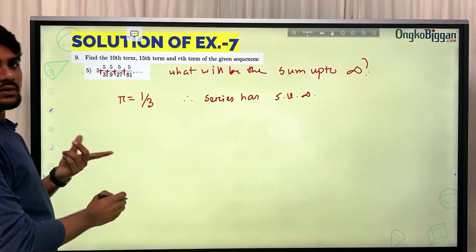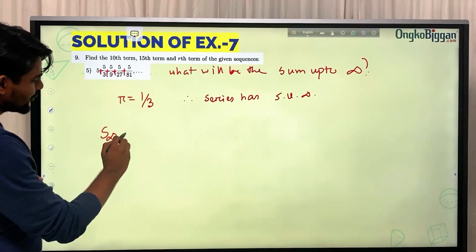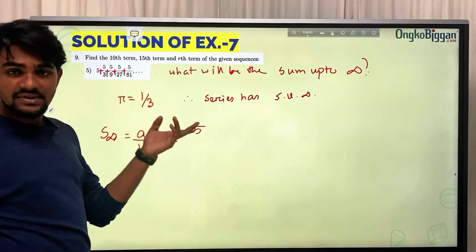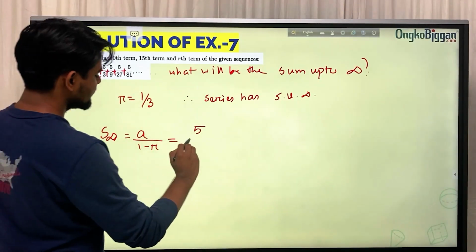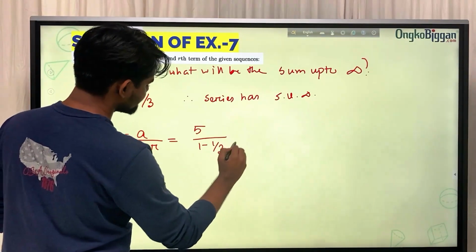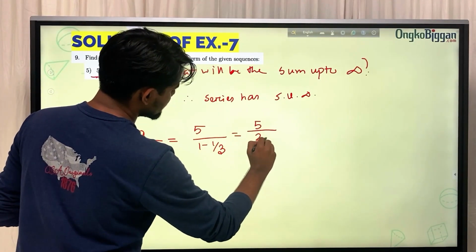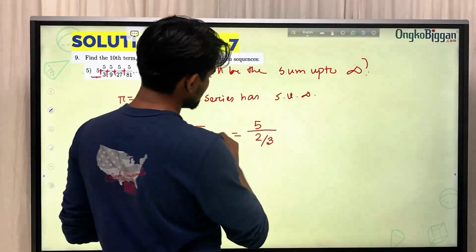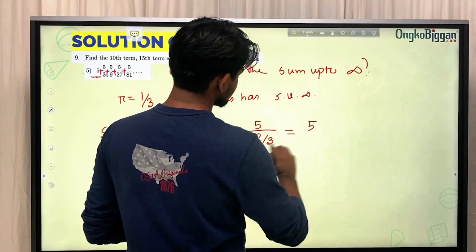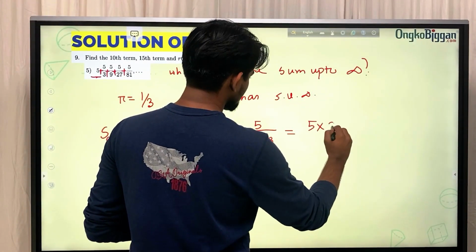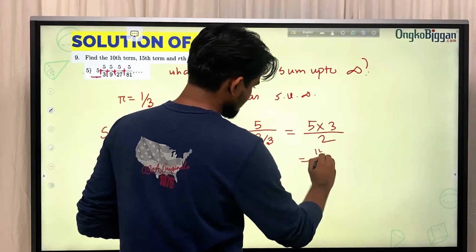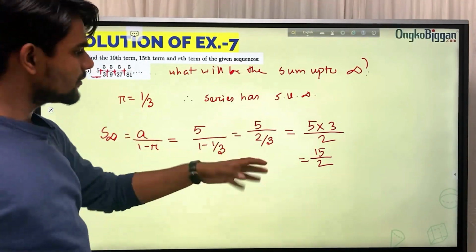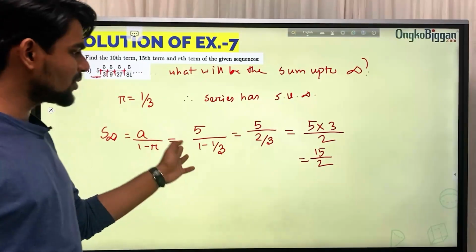So what will be the sum up to infinity? It will be a over 1 minus r. That means a is 5, the first term. Here the first term is 5 divided by 1 minus 1 by 3. 5 divided by 2 by 3. And it becomes 5 into 3 by 2. It's 15 by 2. I guess this is the actual value. I feel very confused there, but I guess it will be 15 by 2. So sum up to infinity is 15 by 2.